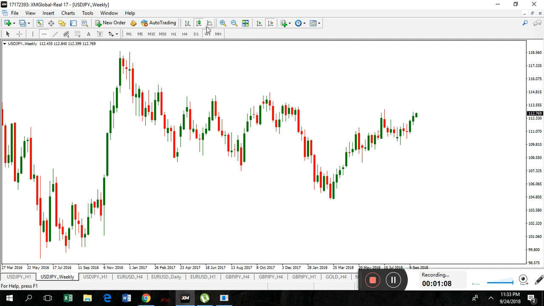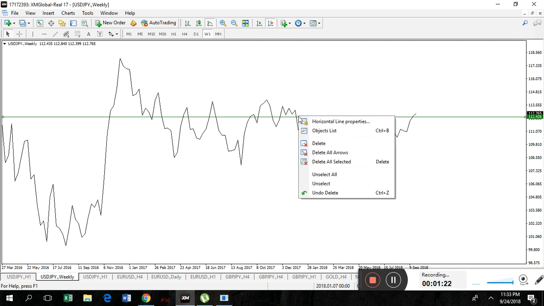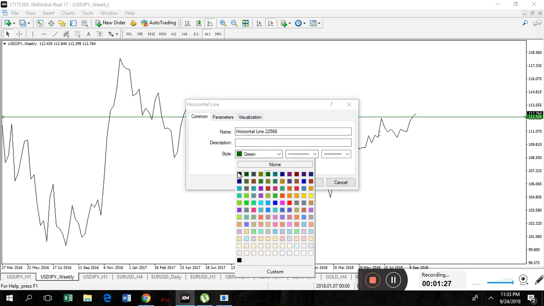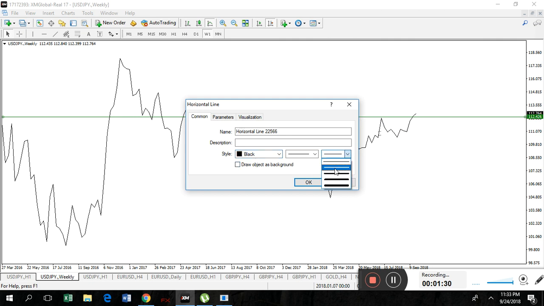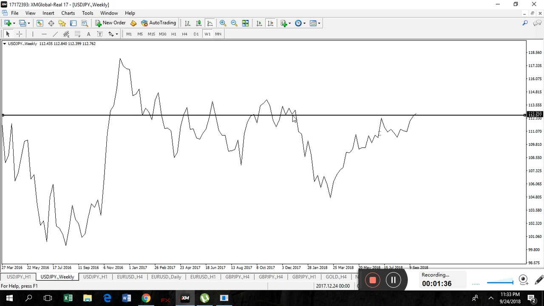What I make sure I do is I interchange between the line chart and the candlestick chart, and whichever I'm seeing the edges at the time is the one that I use the most. In this example, we'll change the weekly support and resistance to black, and we'll make it much thicker. This area is significant because of this touch here, this touch here, and this touch here.